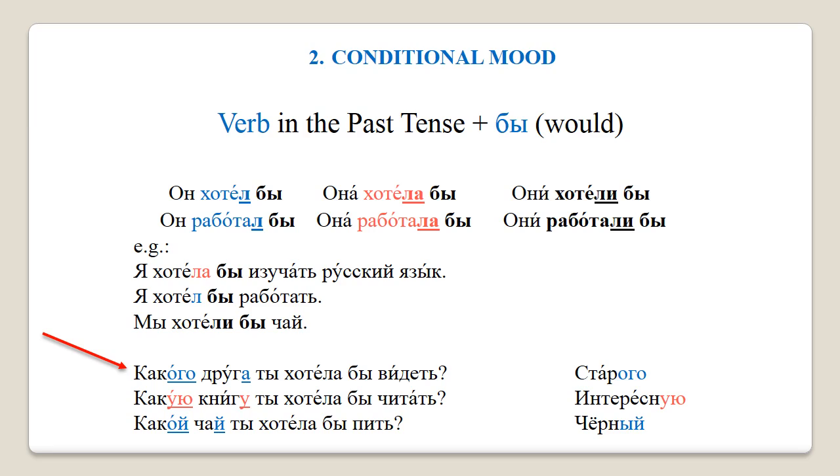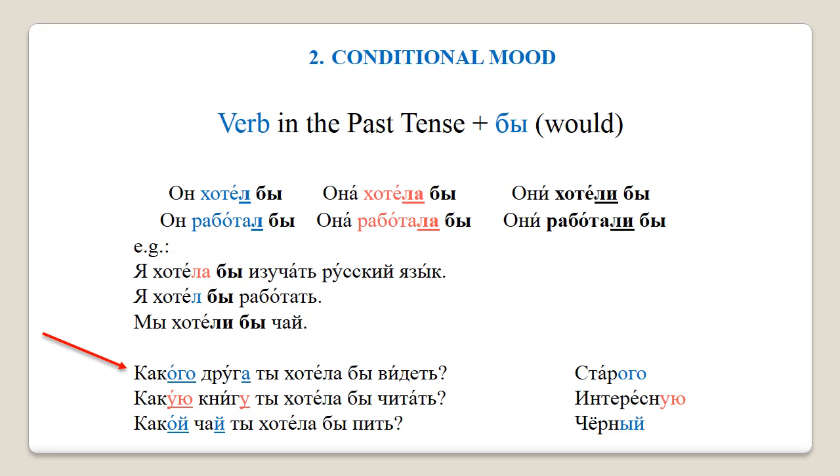And this is the phrase that we would use to order something in a restaurant or in a cafe. Let's have a look at some examples. Я хотела бы изучать русский язык. I would want to study Russian language. Or I would like to study Russian language. Я хотел бы работать. I would want to work. Or I would like to work. Мы хотели бы чай. We would want some tea or we would like some tea.